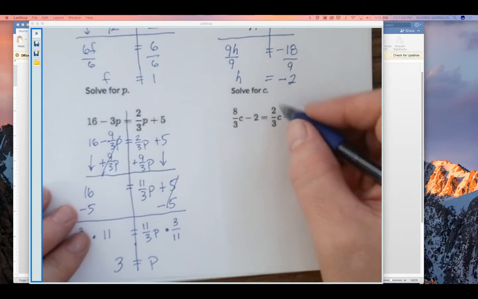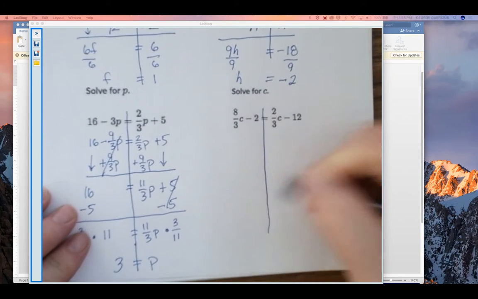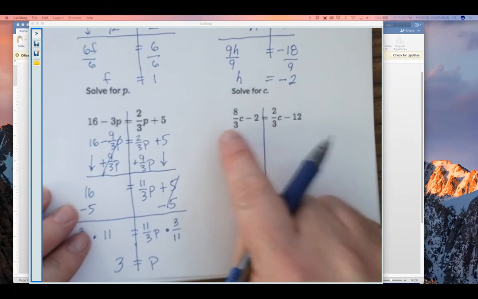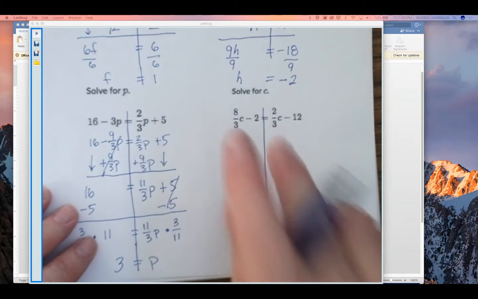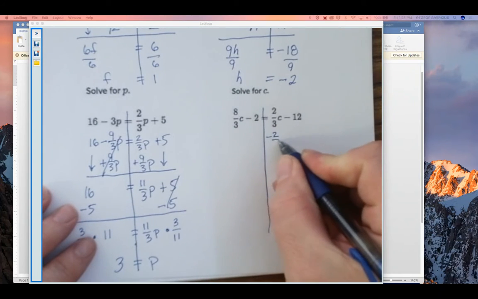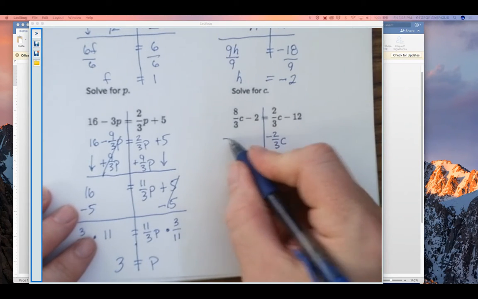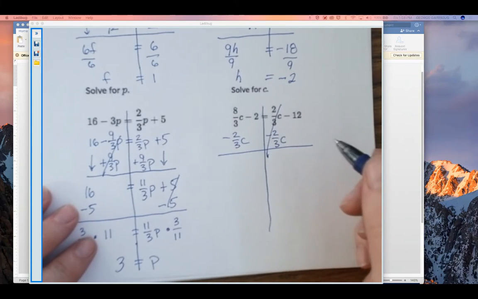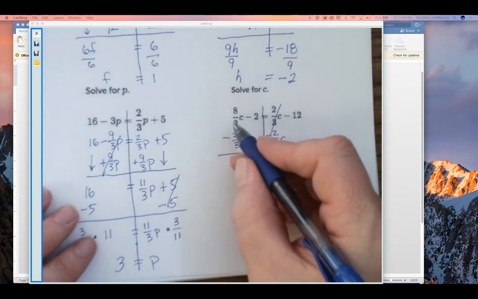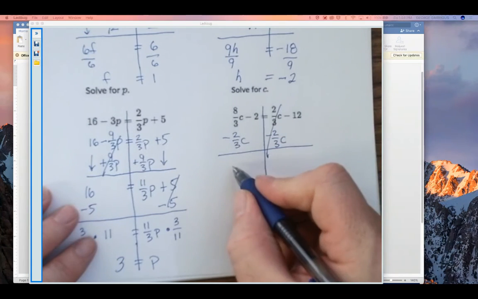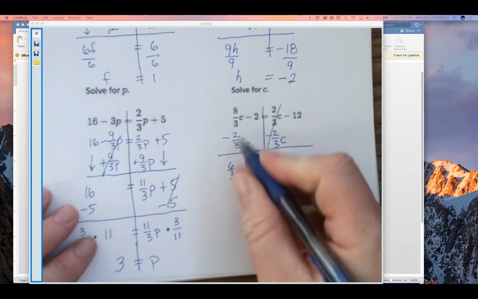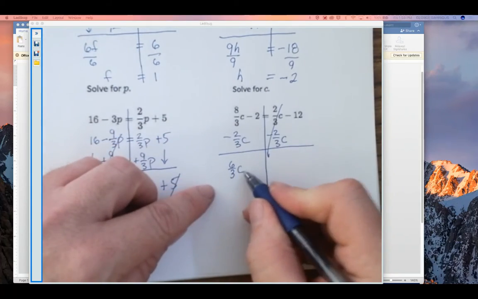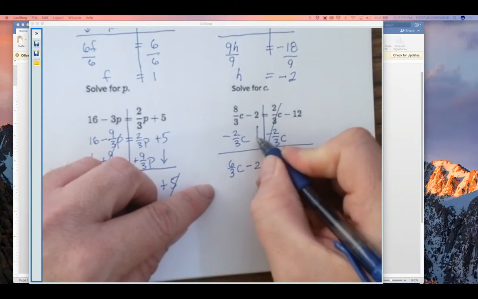We have one left. Draw the barrier. This is in thirds and that's in thirds, so I don't have to worry because I have a common denominator here. I can subtract 2/3 c and slash out what becomes 0. 8 minus 2 is 6. With thirds, you don't add the denominators together. C, bring down the minus 2.